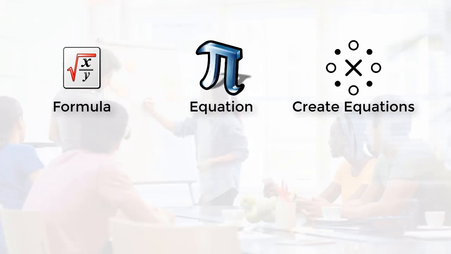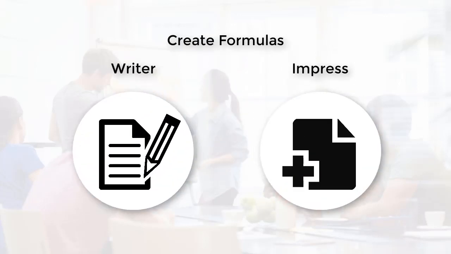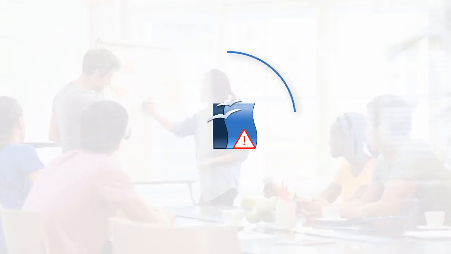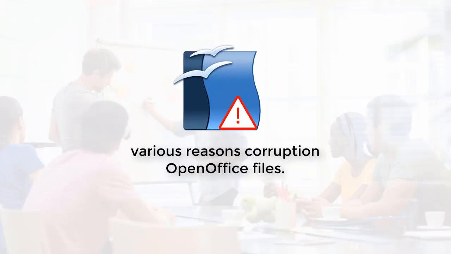OpenOffice Math is a formula and equation editor used to create complex equations including symbols or characters not available in standard font sets. It is used to create formulas in other documents like Writer and Impress files. If your OpenOffice files are corrupt, you just can't open or access them unless you repair them. There are various reasons which may cause corruption in OpenOffice files.